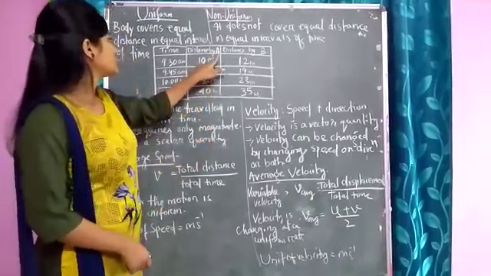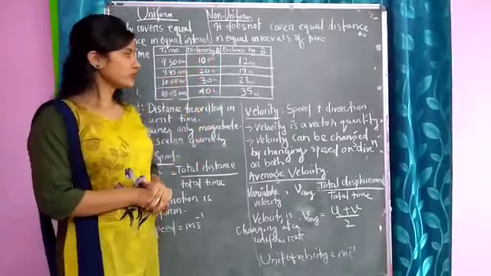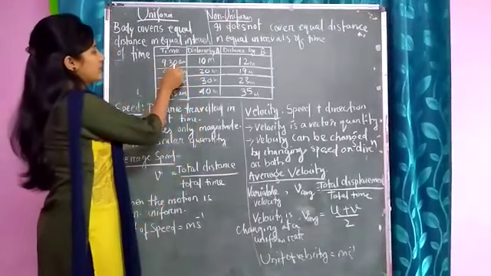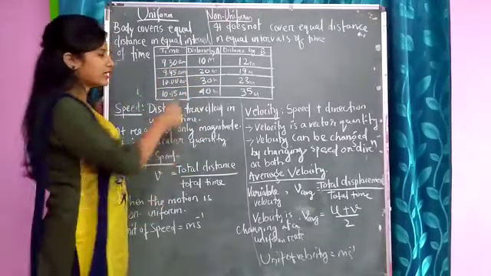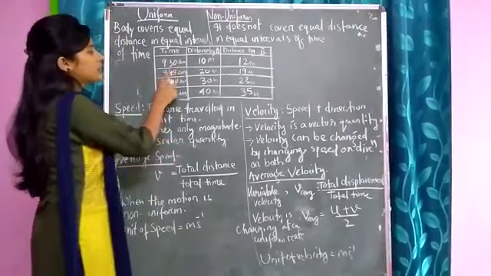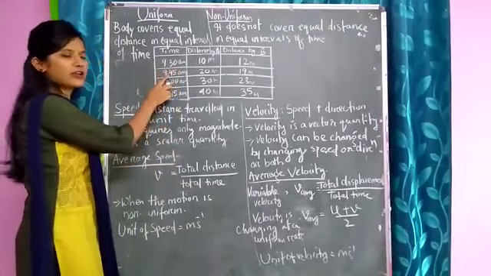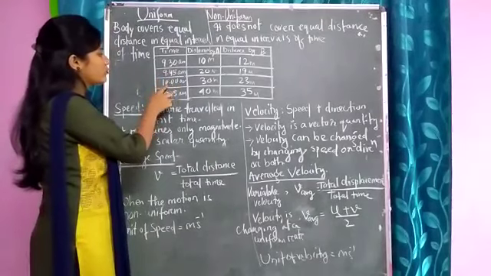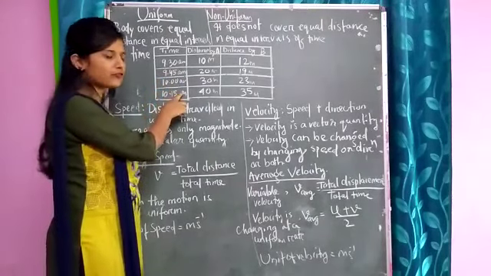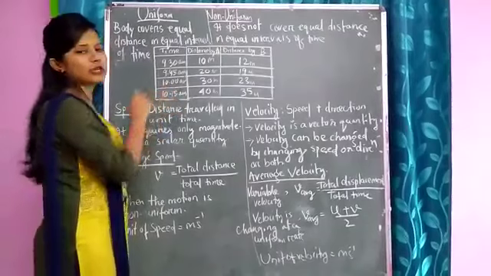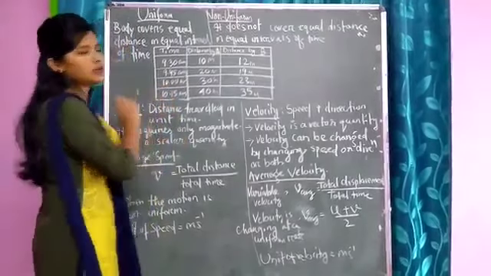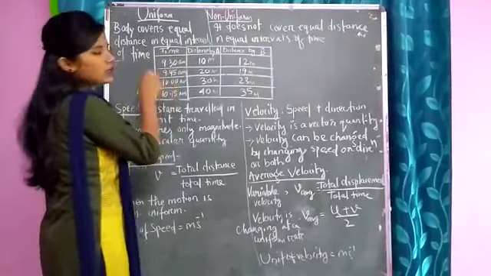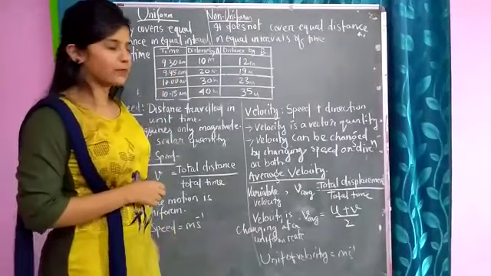First let us discuss body A. What is the time interval between these timings? The time interval is 15 minutes. 9:30 to 9:45, 15 minutes interval. Again 9:45 to 10 am, 15 minute interval. Again 10 am to 10:15 am, 15 minutes interval. That means here we are taking equal intervals of time.